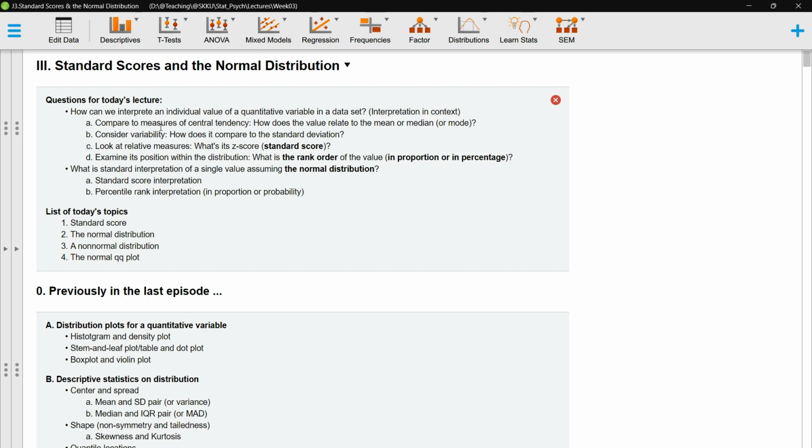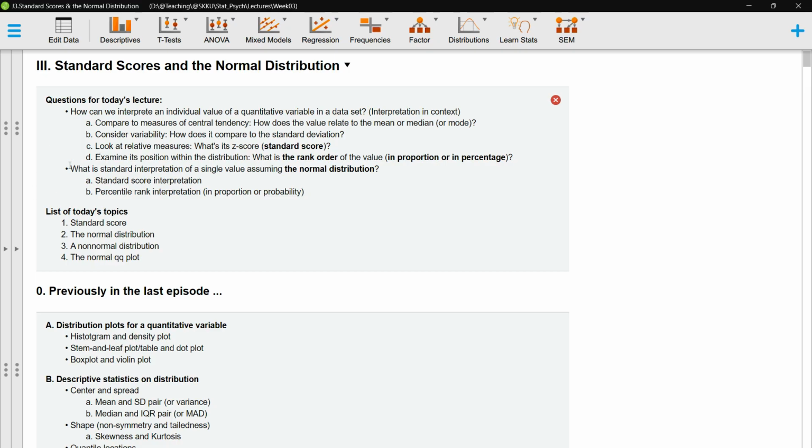So, for example, we can compare an individual value relative to the mean or the median, the central tendency. Or we can consider variability when we interpret a single value. How does it compare to the standard deviation? And combining the central tendency and the variability, we can use the standard score, the z-score. It is a relative measure, and we will talk about the z-score in more detail today.